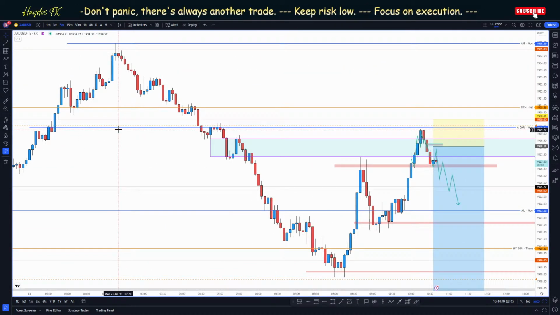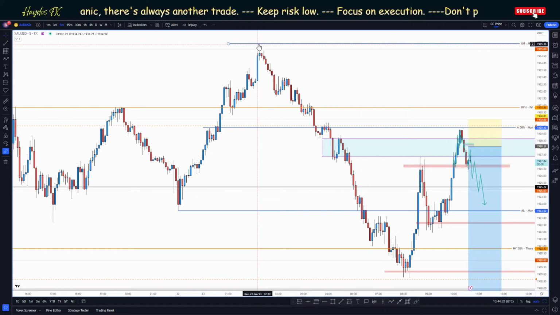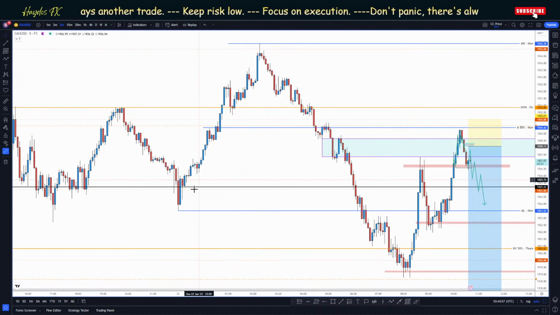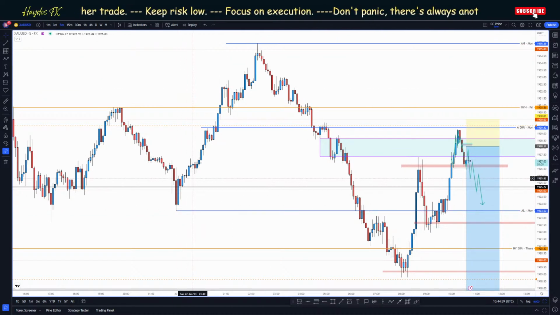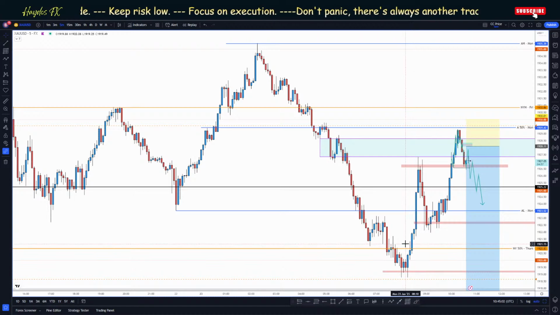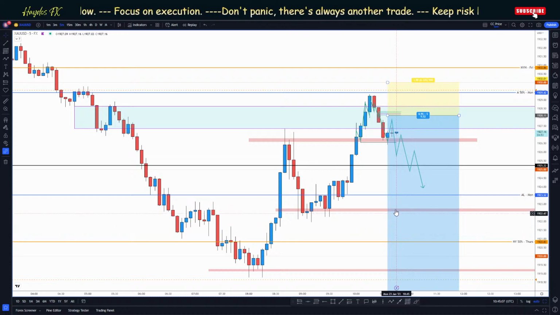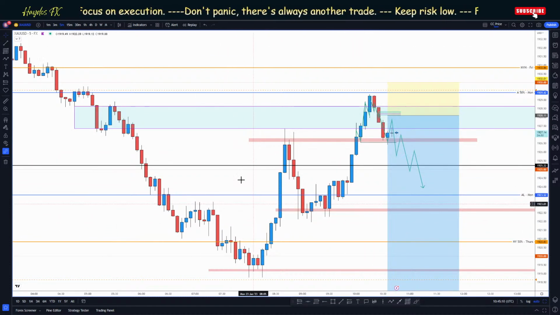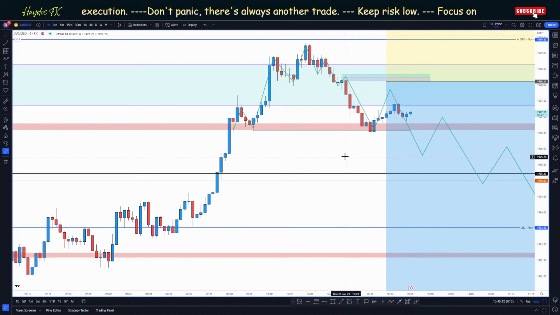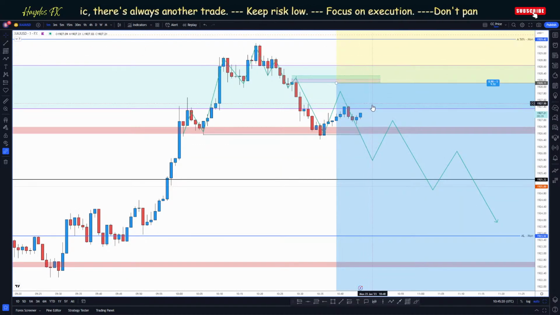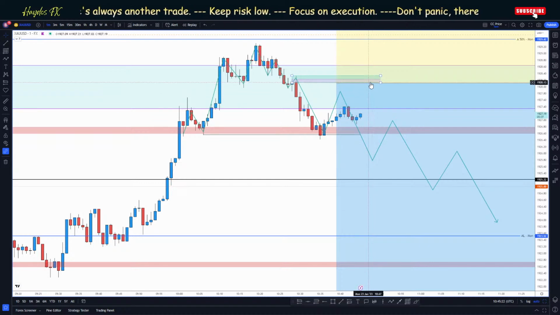Gold on Asian session went up 120 pips and then down 150 pips. Crazy. Gold is getting close. Just give us another leg up, and then I can enter.